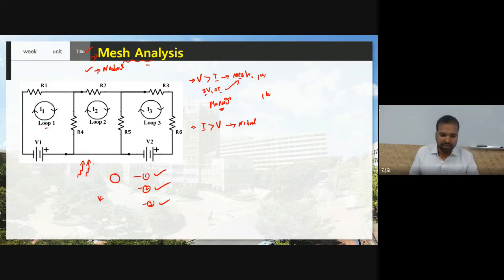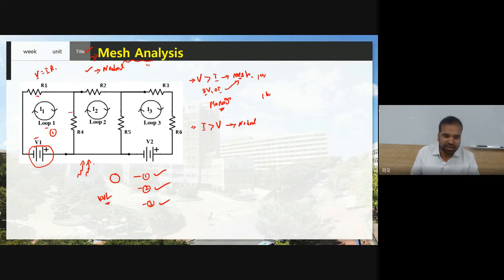You know about KVL, right? The algebraic sum of all branch voltages in a closed loop is equal to 0. Suppose I apply KVL in this loop 1, what happens? We need each branch voltage including the source. This is a voltage source, and the voltage here is V1. And what is the voltage at R1? As per Ohm's law, you write V equal to IR, then you will know the voltage at R1.